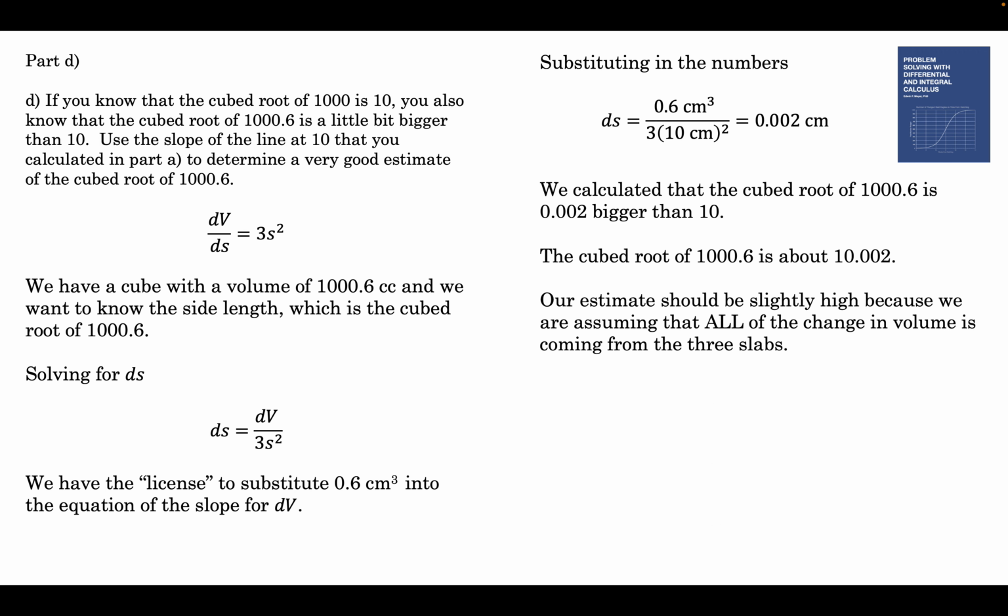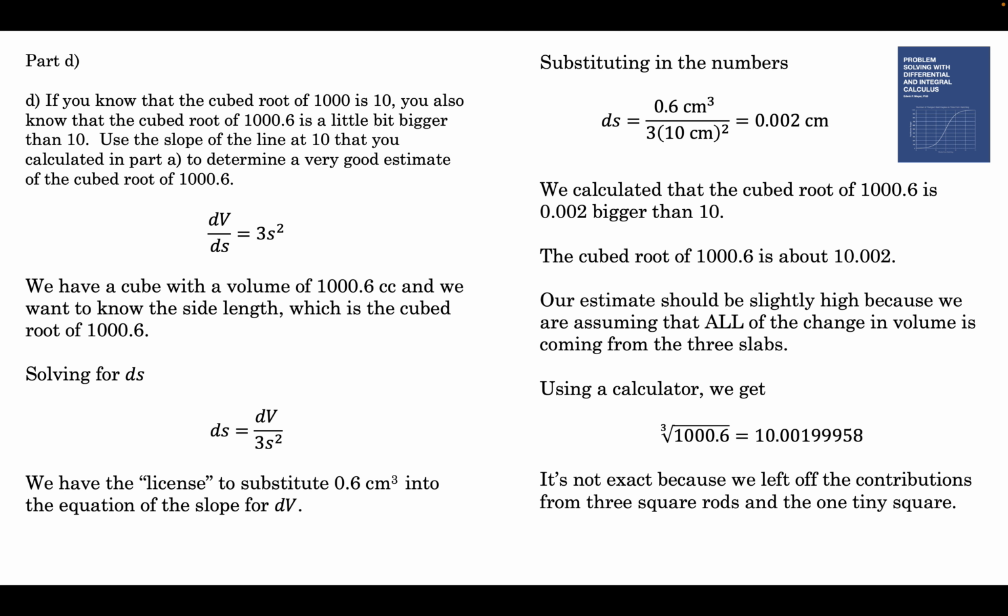That's a good estimate. It should be slightly high because we're assuming all of the change is coming from only the three slabs, 3S squared. So let's use a calculator and take the cube root of 1,000.6. And this is what we get, 10.0019998. So this is 10.002 to 7 or 8 significant digits. A very good estimate. It's not exact. We left off some contributions, but we understand that, so that's okay. It's important to understand what's going on.